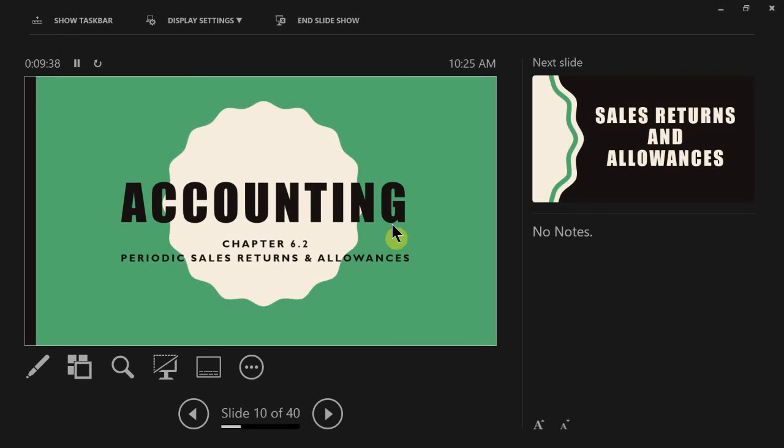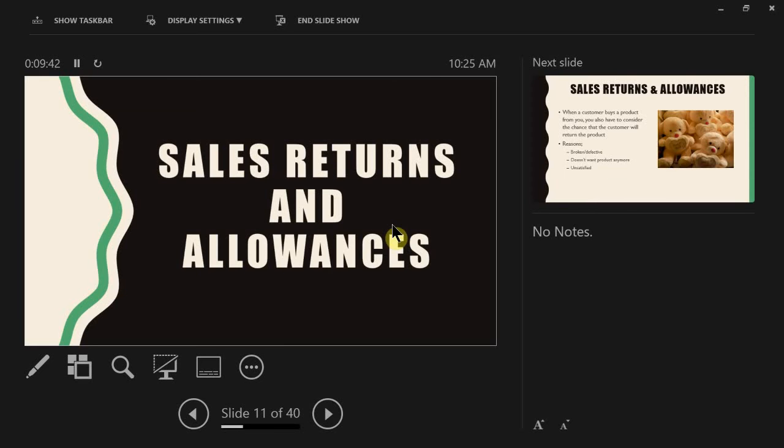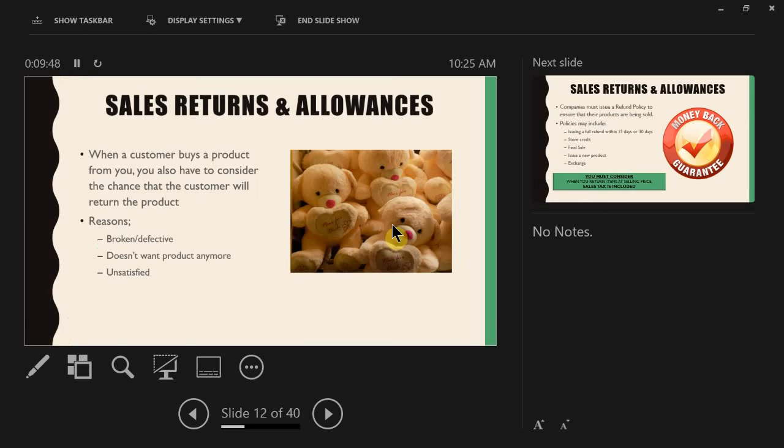So 6.2. Of course, if you have periodic sales, you're also going to have to assume that people will return your products to you, because again, this is all about customer satisfaction. When you sell a product, your assumption is that you're most likely going to have one person come back and return your product.